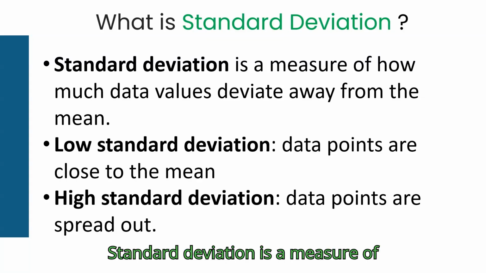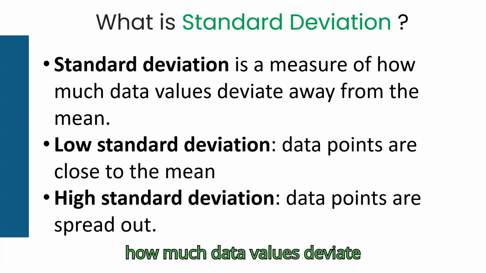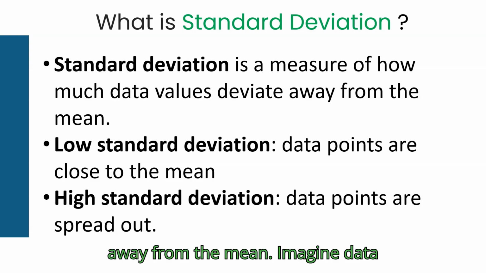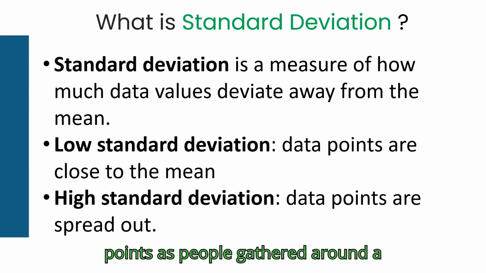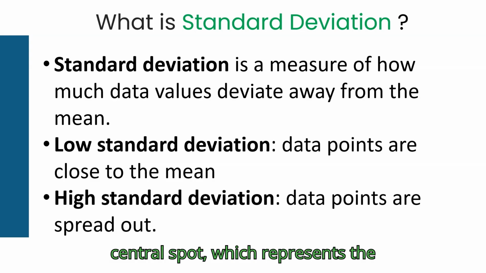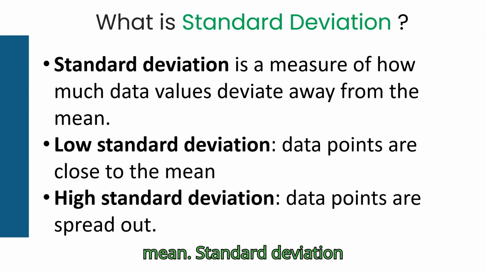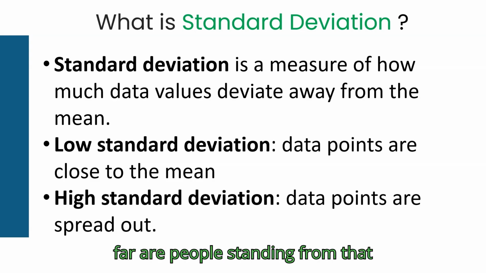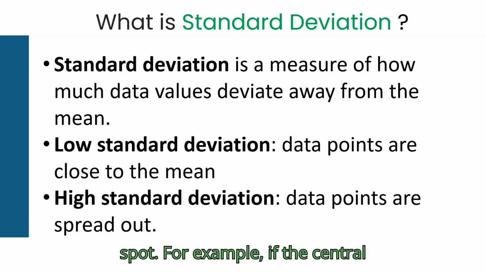Standard deviation is a measure of how much data values deviate away from the mean. Imagine data points as people gathered around a central spot, which represents the mean. Standard deviation tells us on average how far people are standing from that spot.